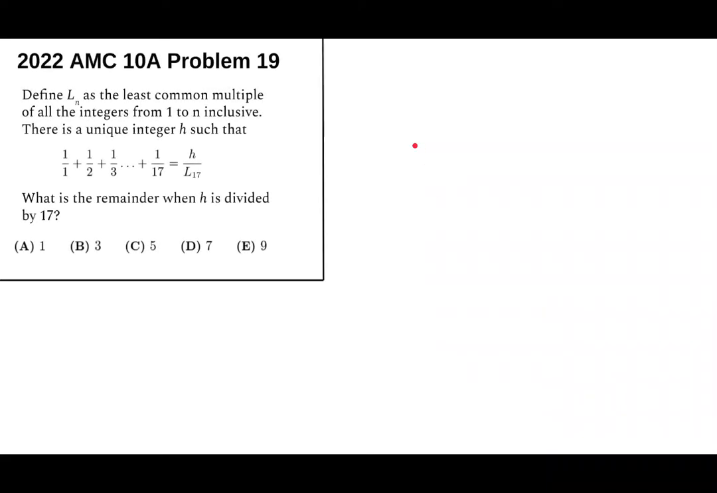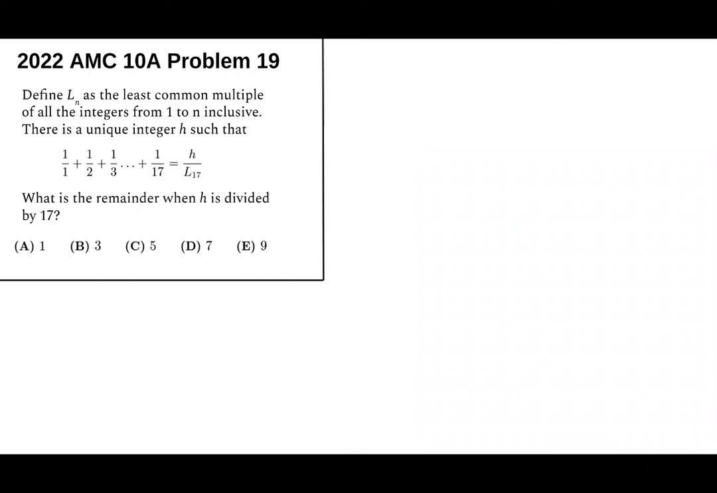Hi. So as we know, recently the 2022 AMC 10A happened, and here's problem 19. Define L sub n as the least common multiple of all the integers from 1 to n inclusive. There's a unique integer h such that 1 over 1 plus 1 over 2 plus 1 over 3 up until 1 over 17 equals h over L of 17. What is the remainder when h is divided by 17?